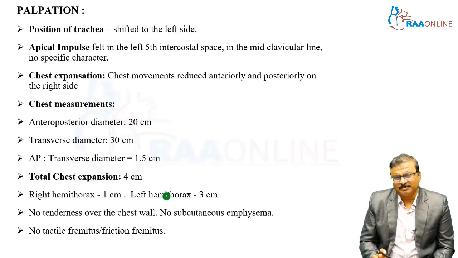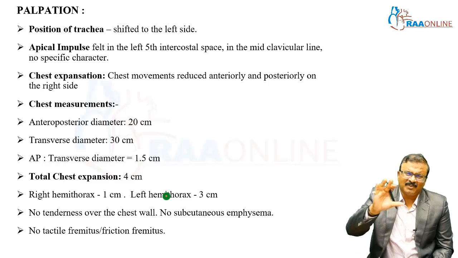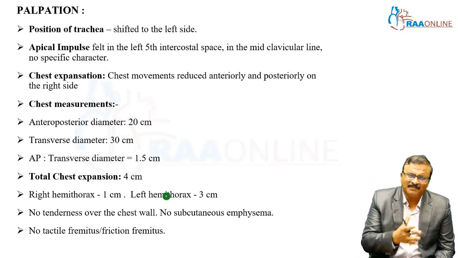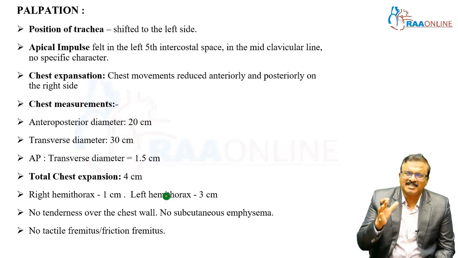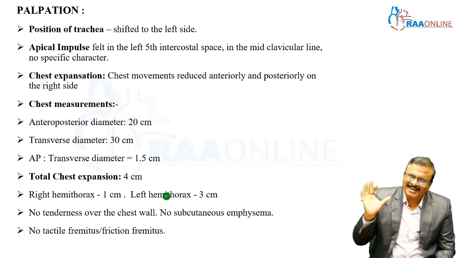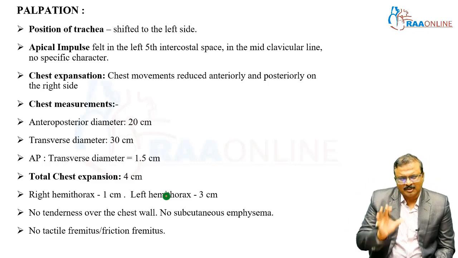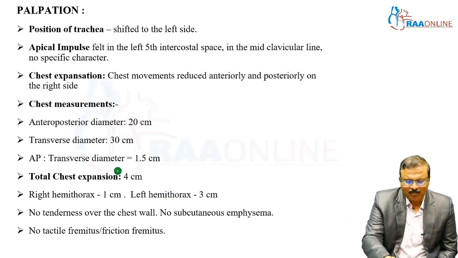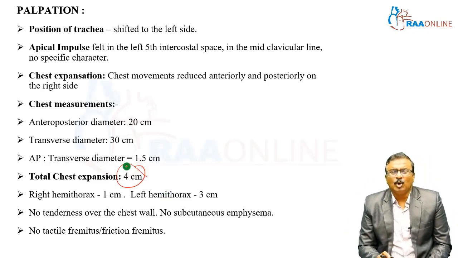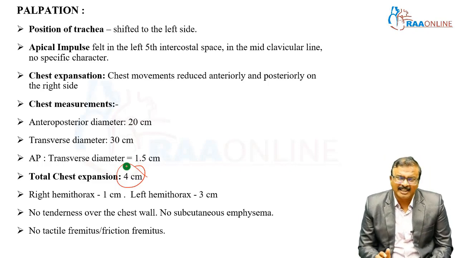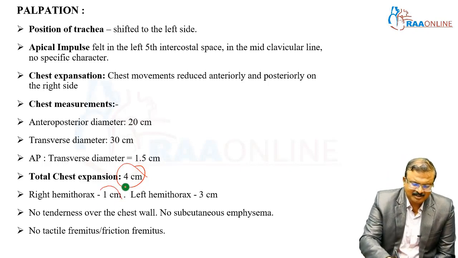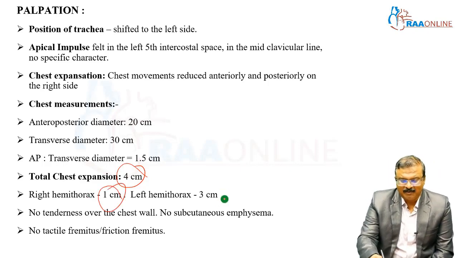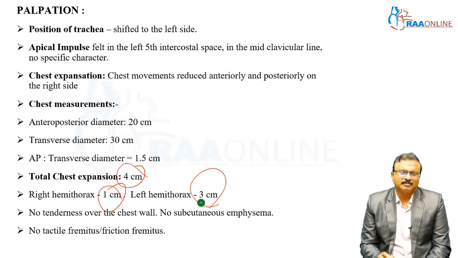In palpation, there is a shift of the trachea, confirmed to the left side. Apex is normal, chest movements are reduced anteriorly and posteriorly on the right side. Total chest expansion is only 4 centimeters. Usually it is 2.5 inches, the minimum should be 2 inches; 5 to 8 centimeters is the usual chest expansion. Right hemithorax is significantly decreased, left is 3 centimeters.